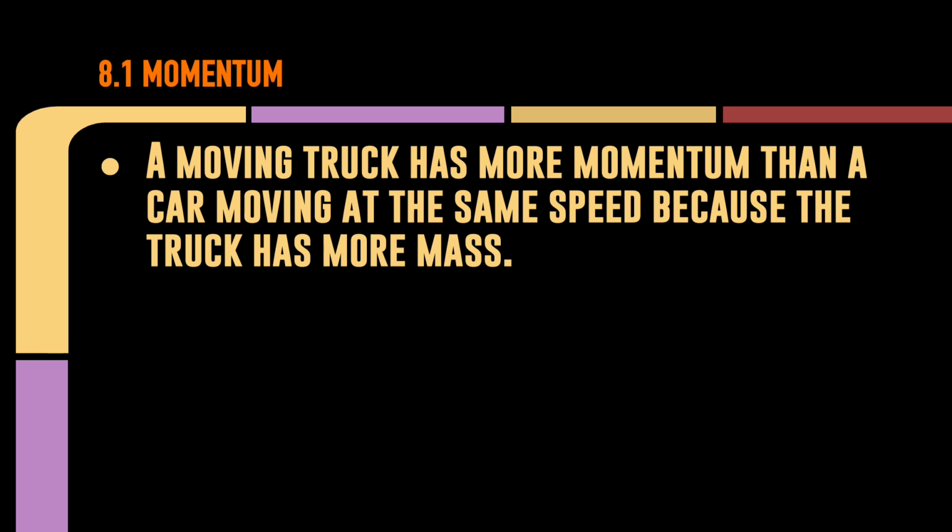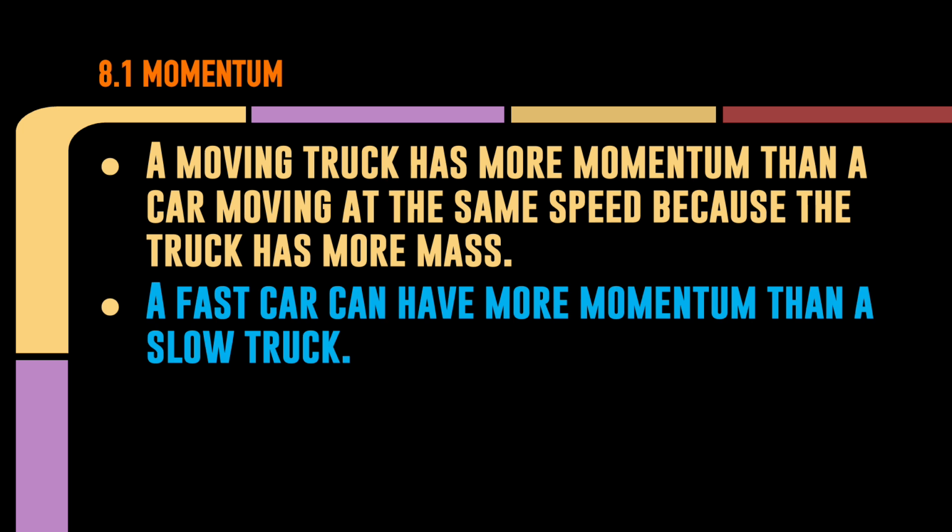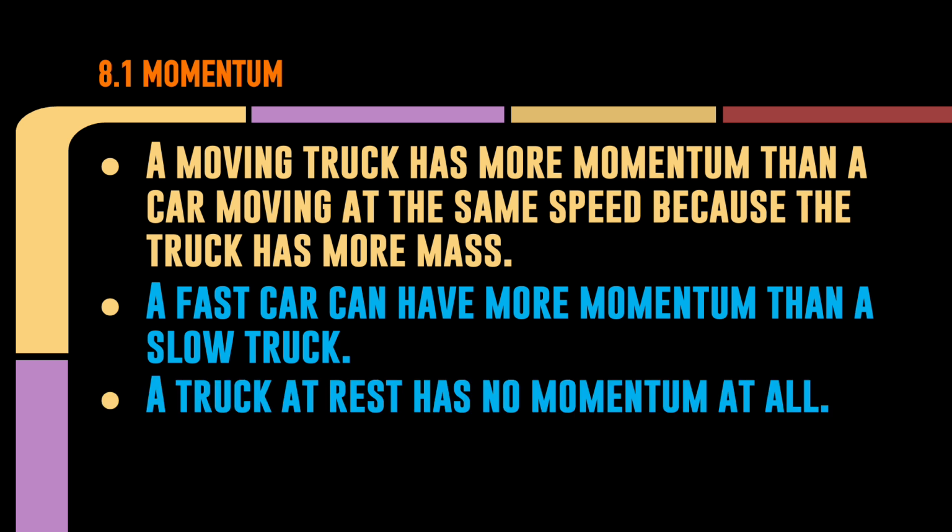So a moving truck has more momentum than a car moving at the same speed simply because it has more mass. The fast car can have more momentum than a slow truck. A truck at rest has no momentum at all. Mass times velocity, if the velocity is zero, that means the quantity of mass times velocity would also be zero, so zero momentum.